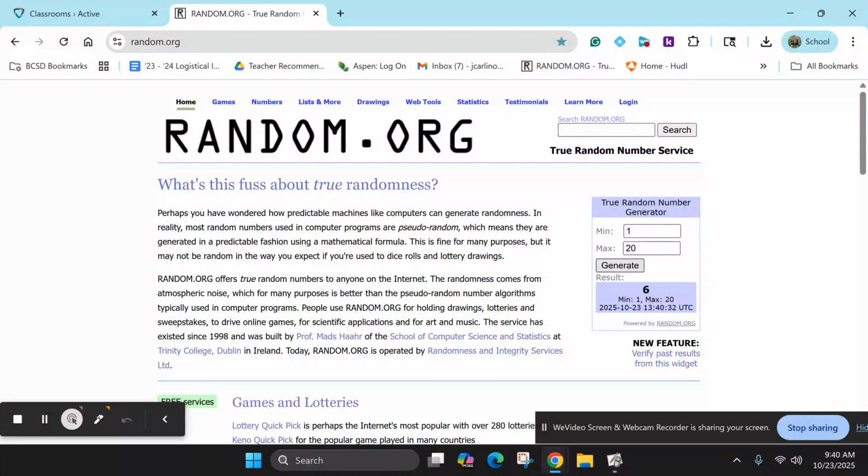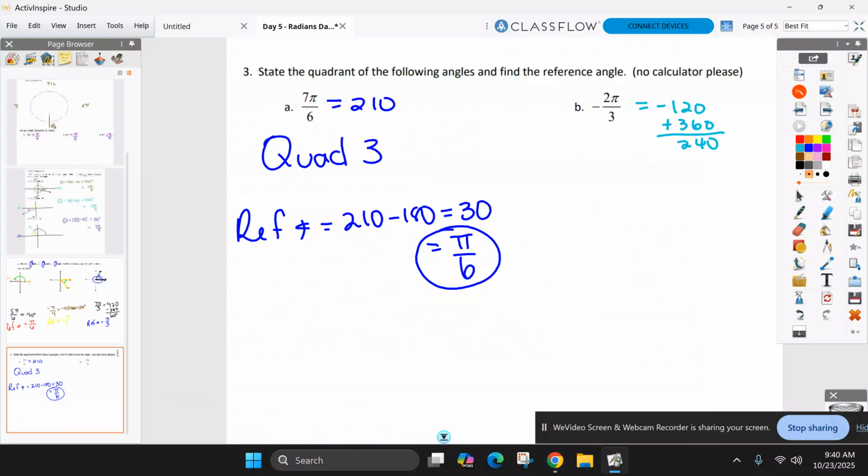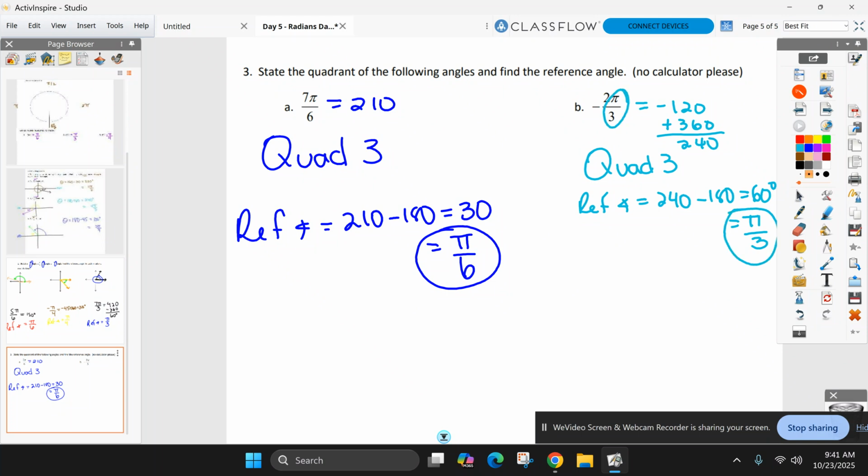What quadrant we in here? Julia, back to you. Quadrant, come on, redemption. Quad 3. Yeah, there we go. So the reference angle is going to be now 240 minus 180. Oh, shocker, kids. Shocker! I couldn't have known this at the beginning. What's the reference angle? 60, which is pi over 3. Bam.